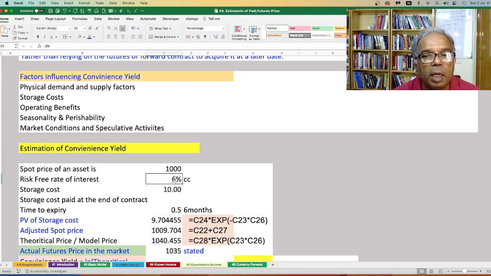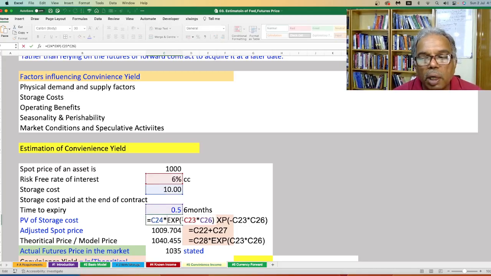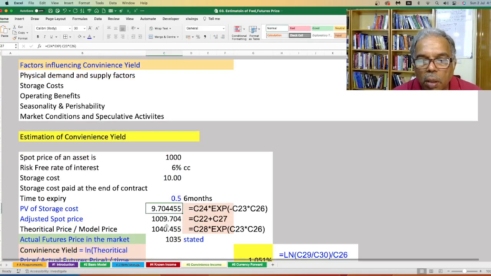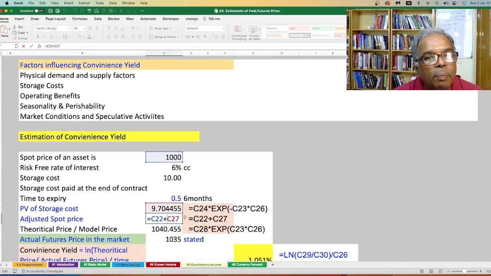Let's say the risk-free rate is 6% on a continuous compounding basis. Let's assume the storage cost of 10 is to be paid at the end of the contract, that is the expiry of the contract. Let's say the time is 0.5, that is nothing but 6 divided by 12. Let's calculate the present value of the storage cost, which is nothing but 10 into exponential minus 6% into 0.5. Now, calculate the adjusted spot price, which is nothing but the current spot price of the asset plus the present value of the storage cost.